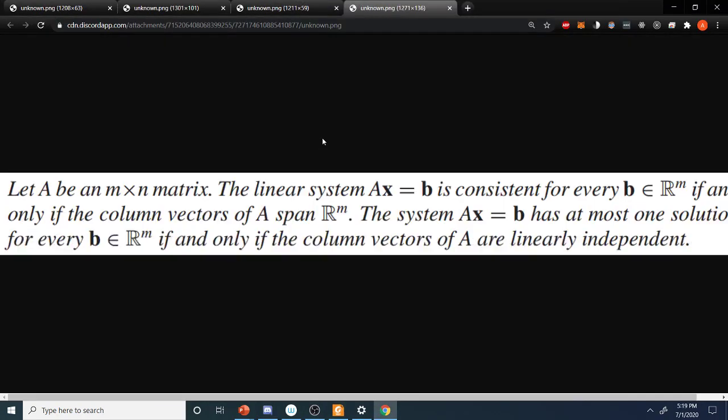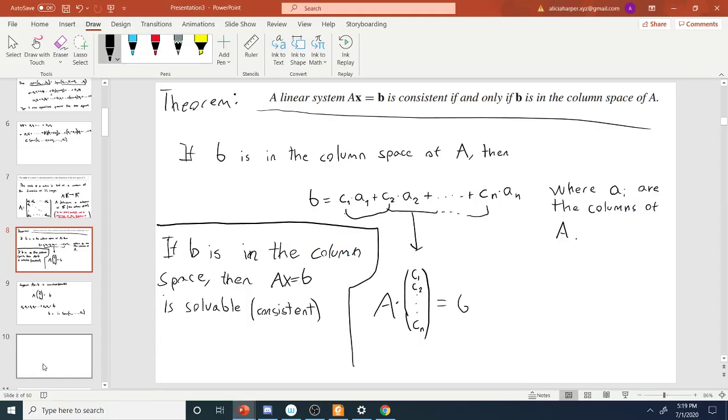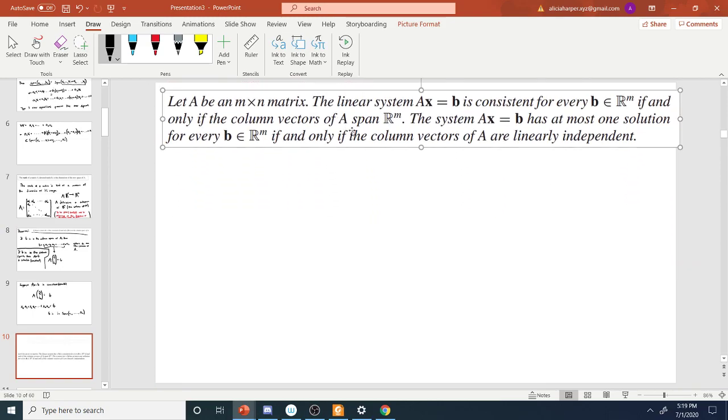Here is the next theorem we want to look at on linear systems. So we're going to let A be an m by n matrix. And then the claim is that the linear system AX equals B is consistent for every B in Rm if and only if the column vectors of A span Rm, and the system AX equals B has at most one solution for every B if and only if the column vectors of A are linearly independent. Okay? So let's see why this is true.